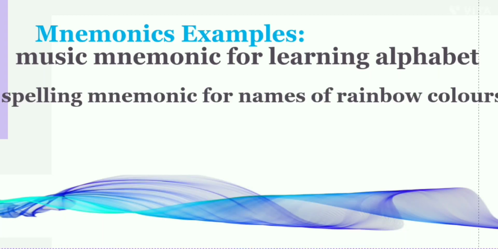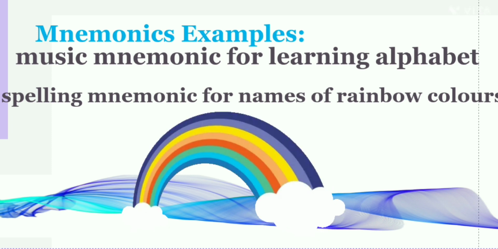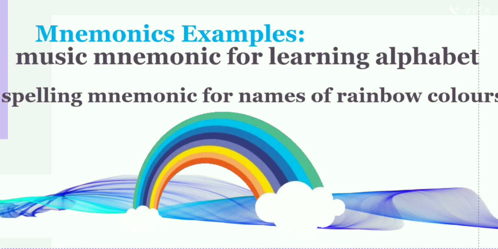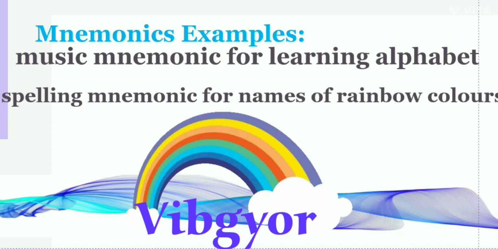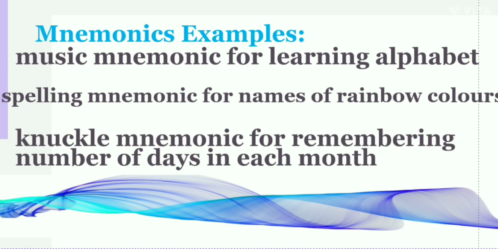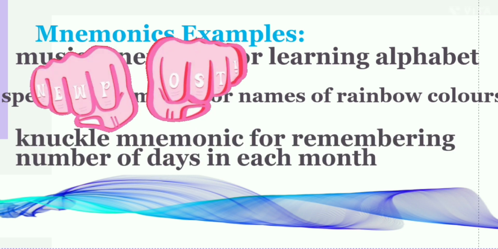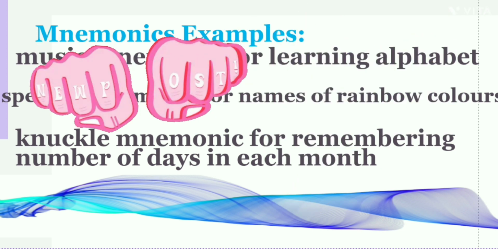One more example. Spelling mnemonic for names of rainbow colors. An acronym ROYGBIV has been learned by all of us for remembering the names of the rainbow colors. Next example. Knuckle mnemonic for remembering number of days in each month. We all have learned the number of days in each month using this knuckle mnemonic.